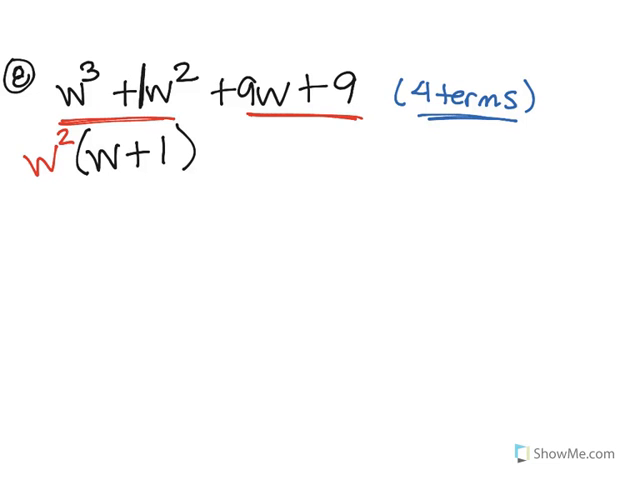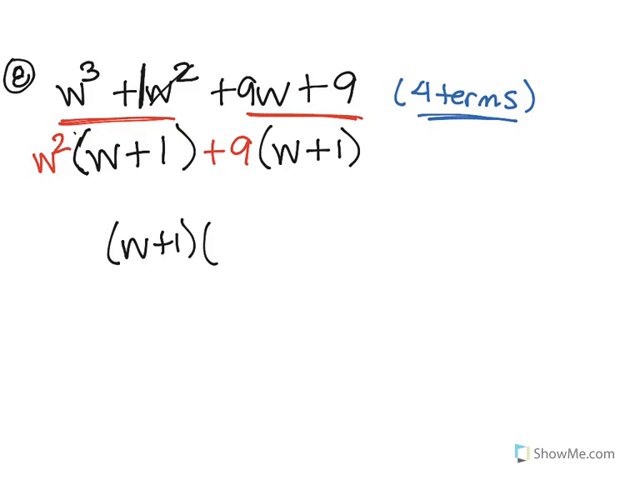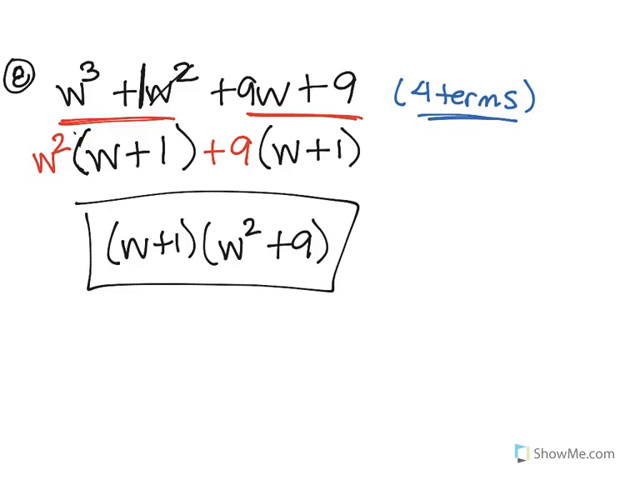You do know there's an understood 1 there. So if I take the w squares away, you're left with the 1, okay? So let me put that back, so I don't want you to be confused. Okay, on the second 2 terms, we're going to take off a positive 9. And that's going to leave us with w plus 1, because 9 divides into 9 1 time. And so our answer is going to be w plus 1 and w squared plus 9. Remember, that's grouping.